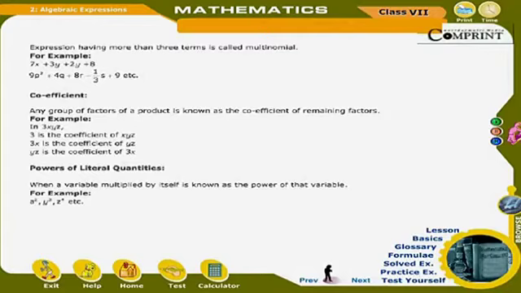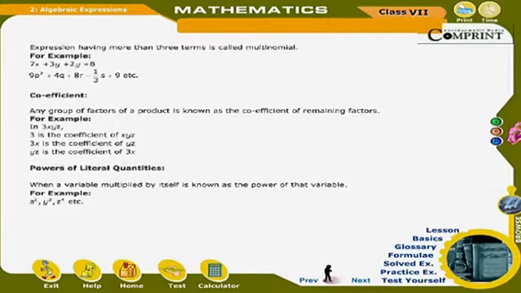Coefficient. Any group of factors of a product is known as the coefficient of remaining factors. For example, in 3xyz, 3 is the coefficient of xyz, 3x is the coefficient of yz, yz is the coefficient of 3x.